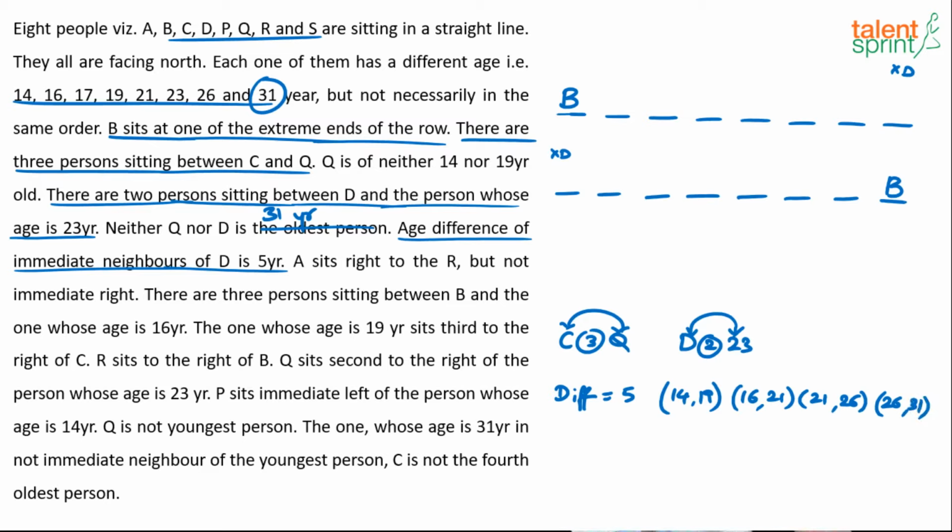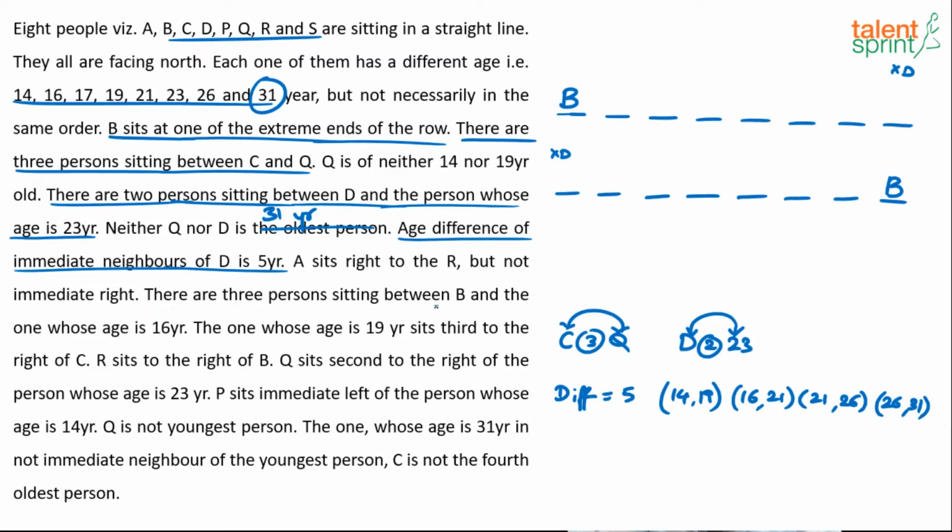So the neighboring positions of D will take one of these pairs: 14, 19 or 16, 21 or 21, 26 or 26, 31. We'll figure out later which exactly is the pair. A sits to the right of R but not immediate right. So A has to be on the right of R basically.